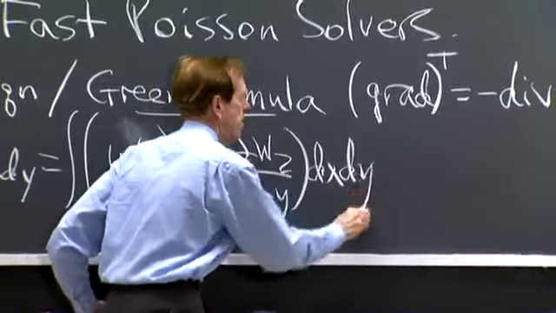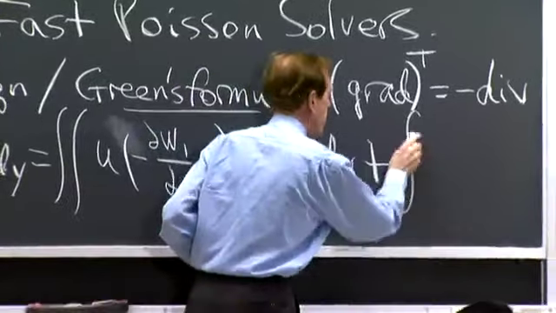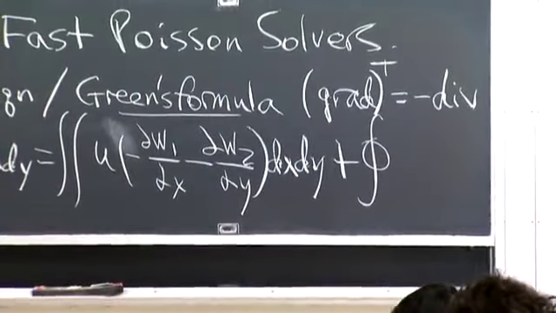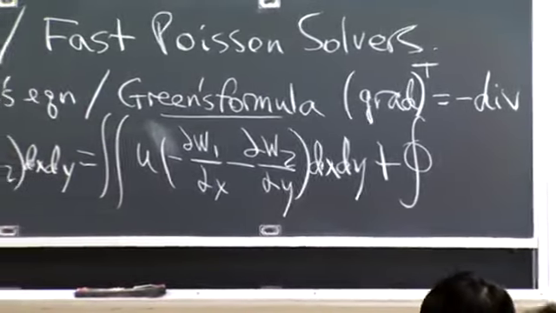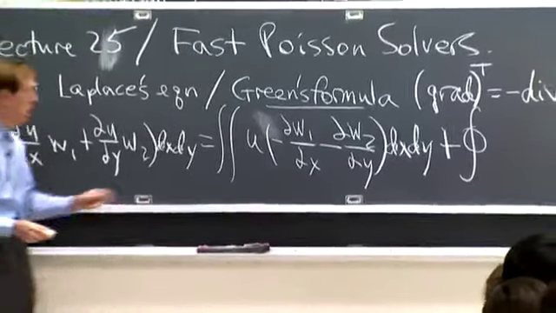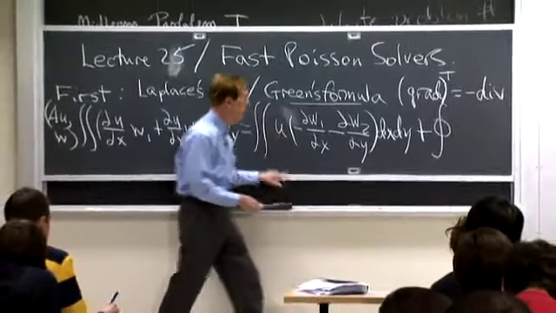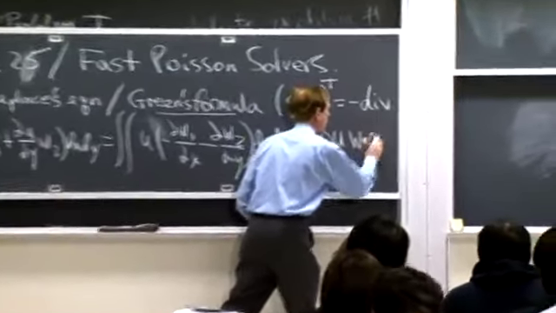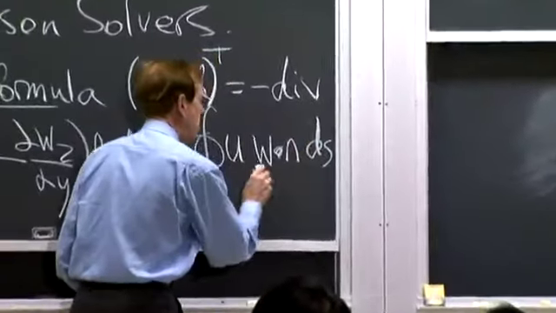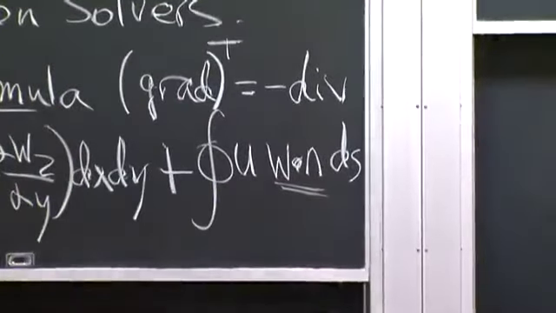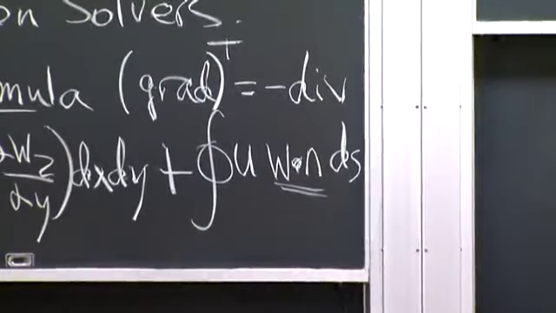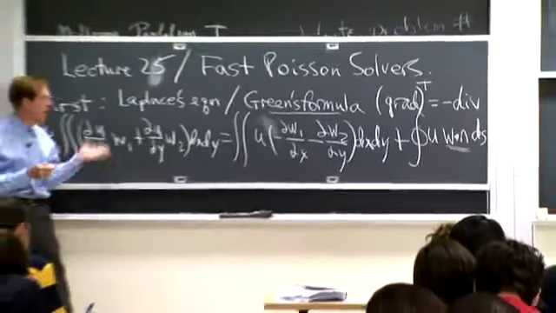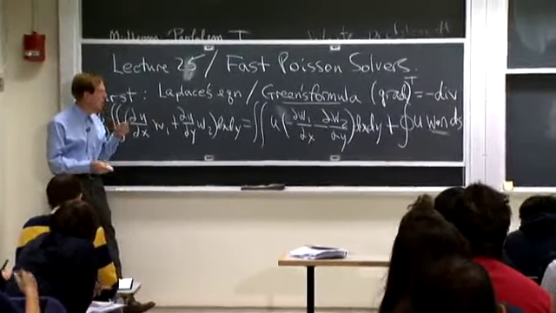And then there's the boundary term. Now the boundary of the region is the curve around it instead of just the 2 points. And what do we see in integration by parts? Well, from the boundary term, we expect a U. And then the key point is it's W dot n ds. It's the normal component of this vector W. So that's Green's formula written out in detail.